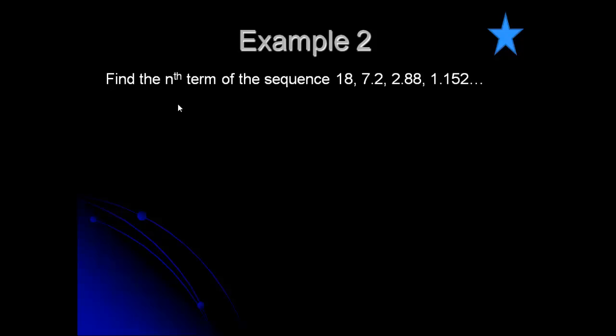Okay, a second example. This time we want the nth term of the sequence, so we're not going to get a number this time, we're going to get an nth term formula. Well, we can see what the first term is. We can work out the common ratio. You can see here we're going down, so the common ratio is going to be fractional. So if we divide 7.2 by 18, remember you can always get it by dividing a term by the previous term, we get 0.4.